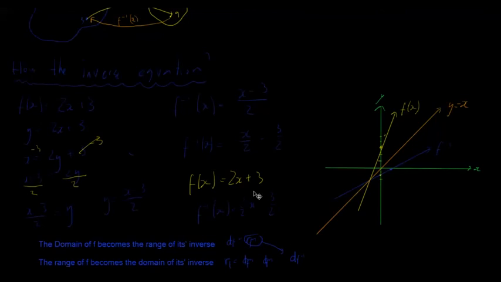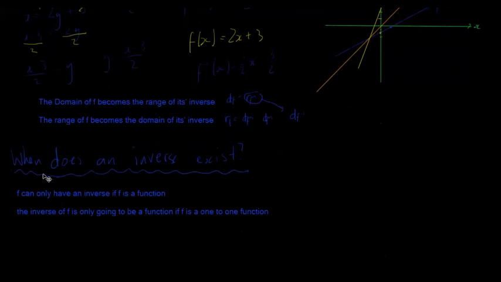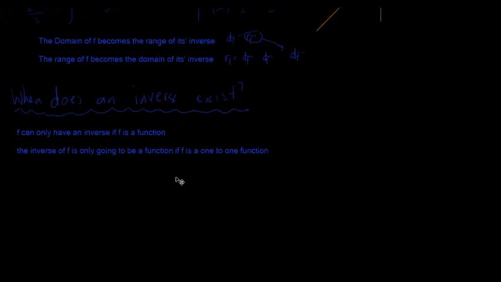So the next thing we're going to look at is when an inverse function exists and when it doesn't exist. There are two important considerations. The first one is that f can only have an inverse if f is a function. If you remember, it is only a function if it passes the vertical line test, VLT. The other important consideration is that the inverse of f, f of negative 1, is only going to be a function itself if f is a one-to-one function. That means the horizontal and vertical line test, one-to-one.